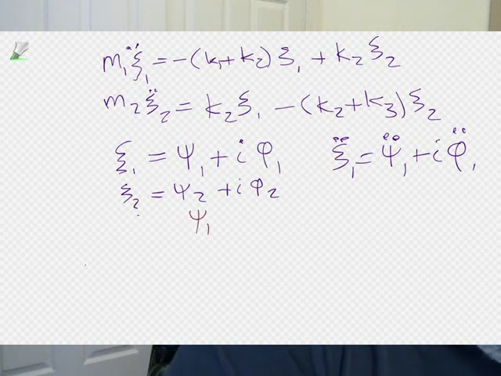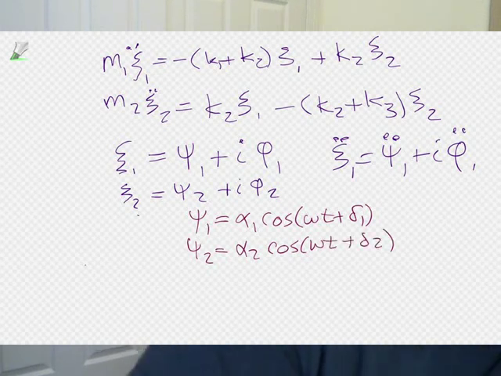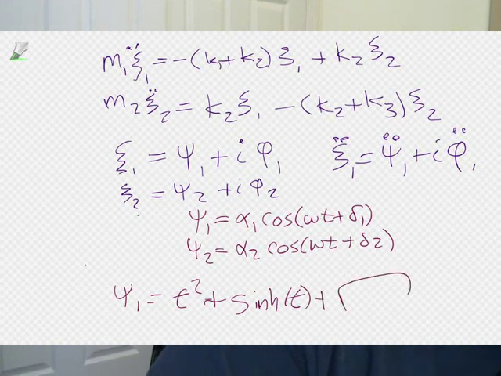We're going to try psi1 is equal to alpha 1 times cosine(omega t plus delta 1). And psi2 is equal to alpha 2 cosine. So we're going to try a cosine solution. You know, the way Taylor says it, nothing is stopping me from trying this, right? We could try anything, right? I could try psi1 is equal to t squared plus the hyperbolic sine of t plus the square root of t cubed minus smiley face, right?